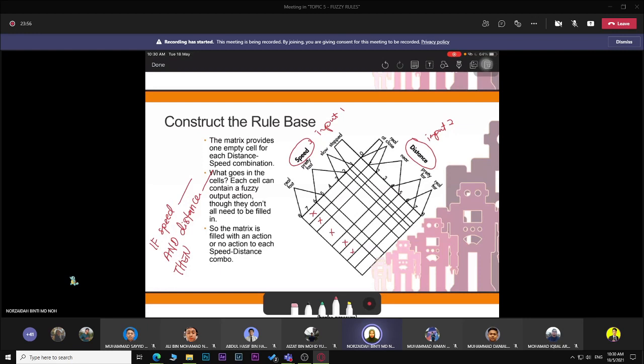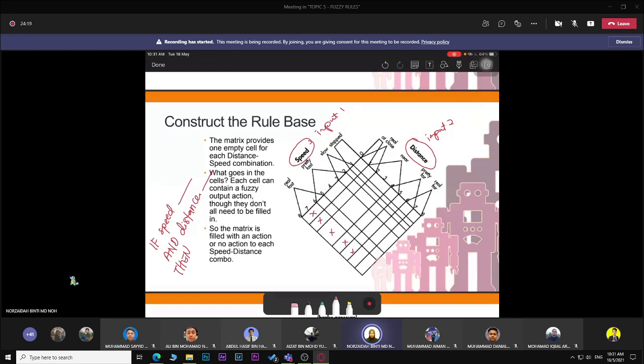Okay, dia akan isi dalam setiap sel ni, dalam matrix ni. Okay, what goes in the cell? So apa yang ada dalam sel ni adalah action ni lah. Contohnya dekat sini, ini tak silap saya untuk braking system. Katakanlah you nak buat satu sistem yang auto brake the car. So dia kena tengok speed waktu tu dan berapa distance dia kepada tempat yang dia nak berhenti, dia nak stop.